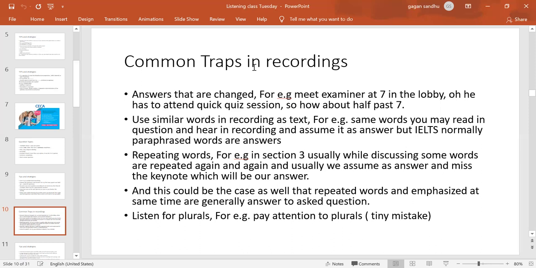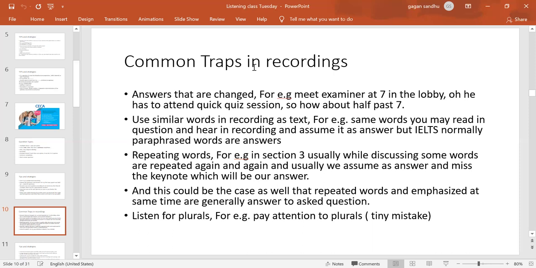And what does it mean? Normally the answers are paraphrased in the listening. That means they will be using synonyms for saying the answer, and for asking the question for the same answer, they will be using different words. So if you're getting the same word in the recording and the same word in the option you are looking at, probably it is not the right answer. They're just trapping you.